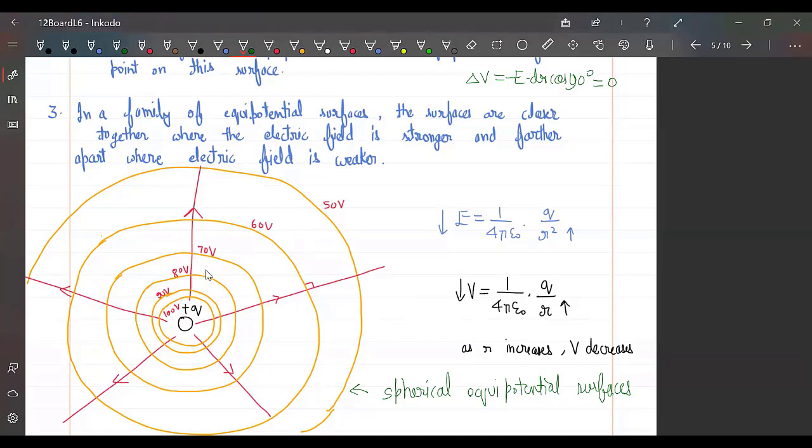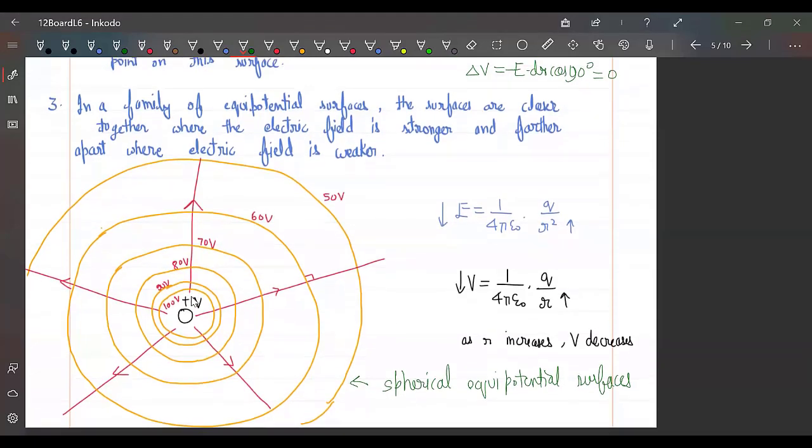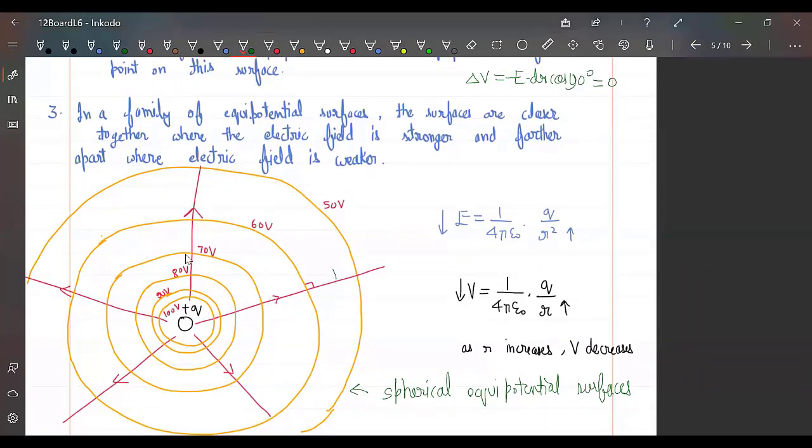But as you move away, the equipotential surfaces are moving away from each other. They are far from each other. So here the electric field is weaker, and that's why the equipotential surfaces are far from each other. Here the electric field is stronger near the charge, so the equipotential surfaces will be closer to each other. And they're spherical. I have drawn circular, but it is actually spherical.